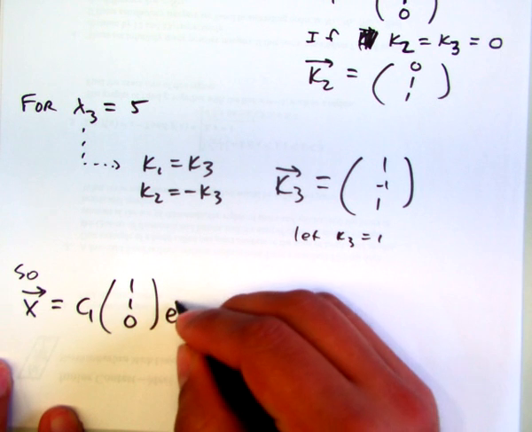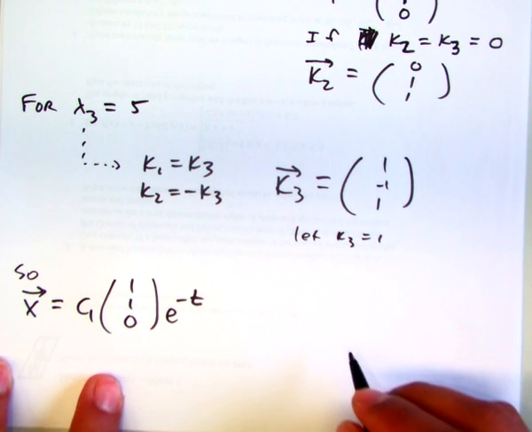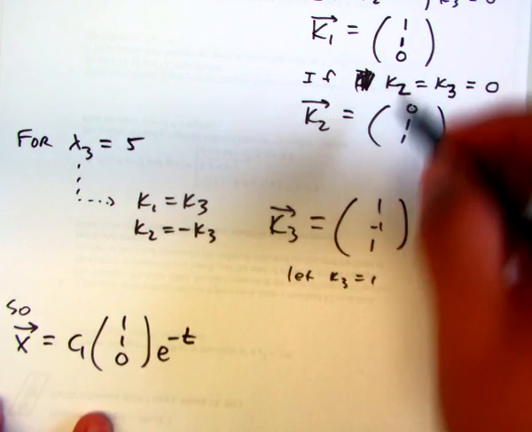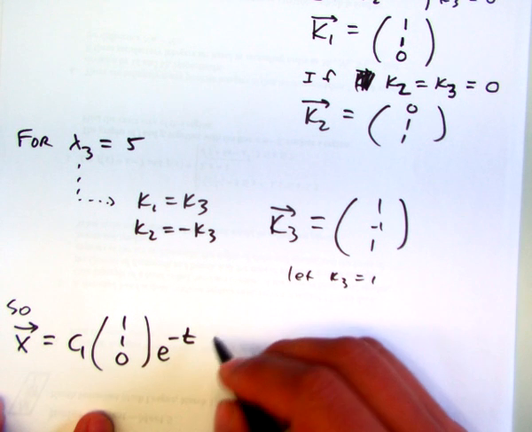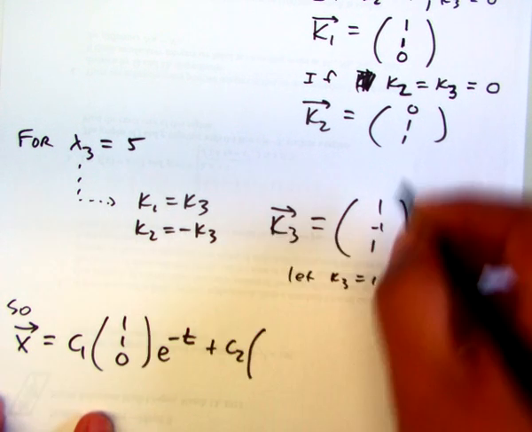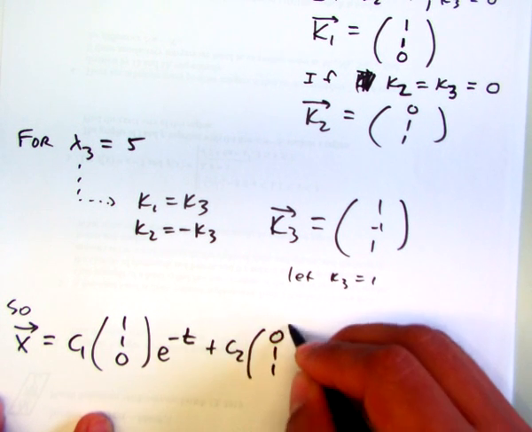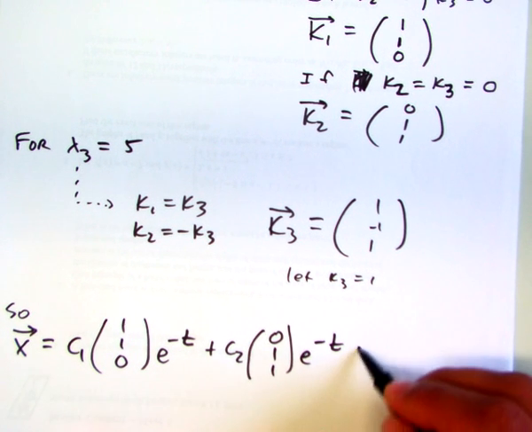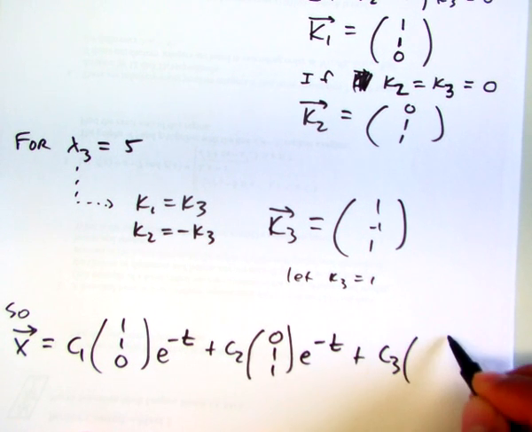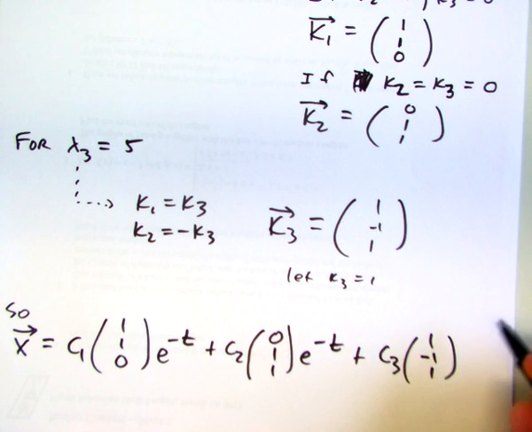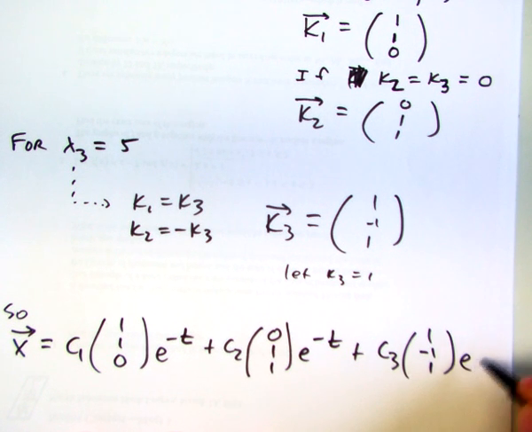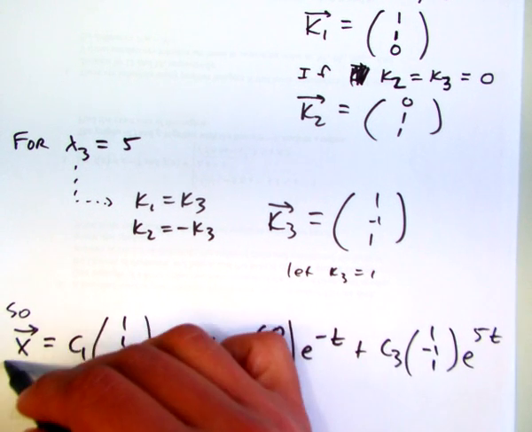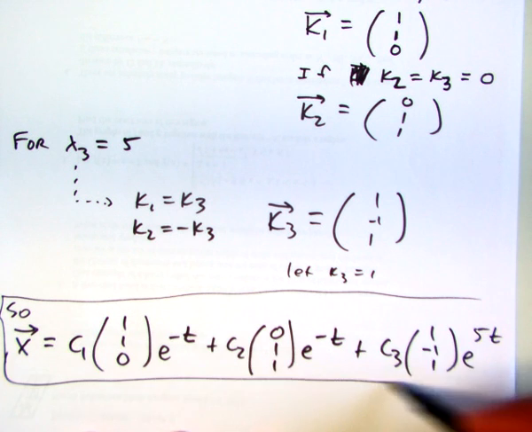You get C1 times 1, 1, 0, e to the minus t, plus C2, second eigenvector, which was 0, 1, 1, and that was the same eigenvalue, so e to the negative t again, plus C3, and now our third eigenvector, which was 1, negative 1, 1, and then e to the 5t. So here's our solution for this scenario.